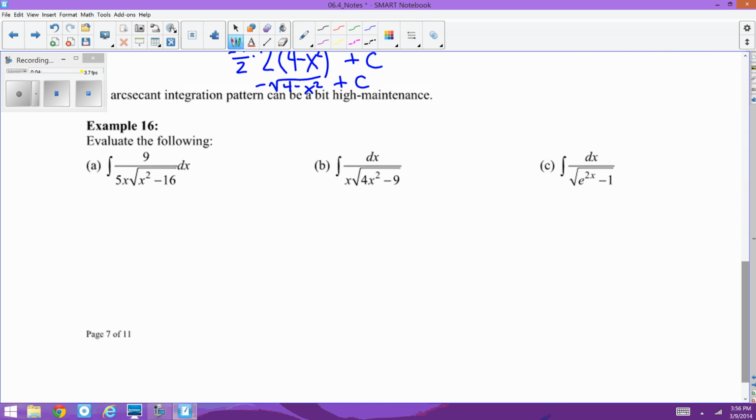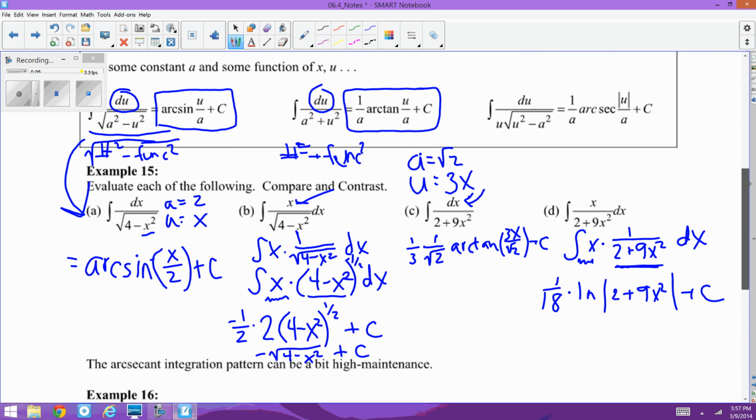So in this one, I'm going to pull out the 9 and the 5, because I don't want to have to think about it. So I have 1 right now on the top, or I could write my dx up there, save a little space. x times the square root of x squared minus 16. So this looks like that arcsecant formula, right up top.